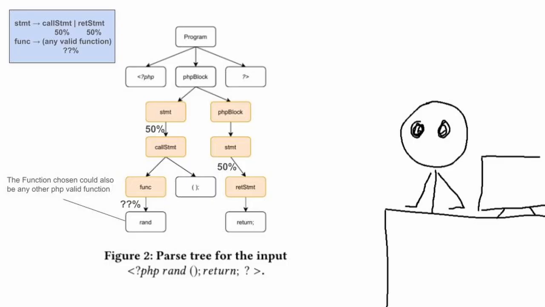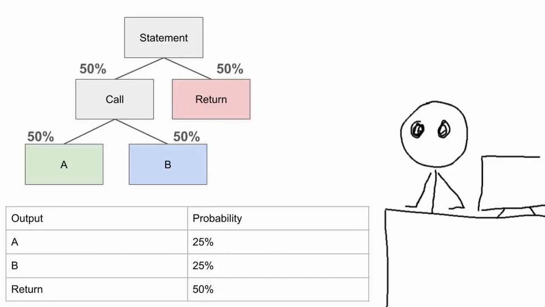In the top left corner, I've written in the blue box some of the grammar rules. As we can see, the statement has the choice of either being a call statement or a return statement. So now every time in a parse tree you see a statement block, it's one of those opportunities like we were talking about before with the A and the B choice.